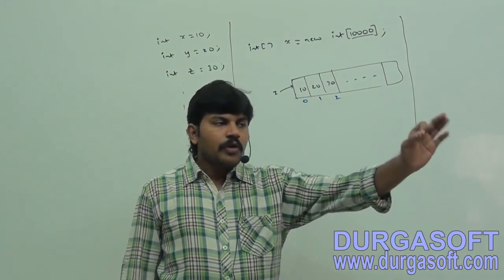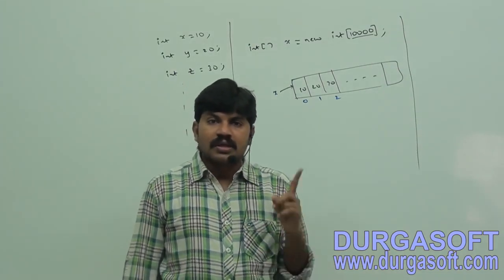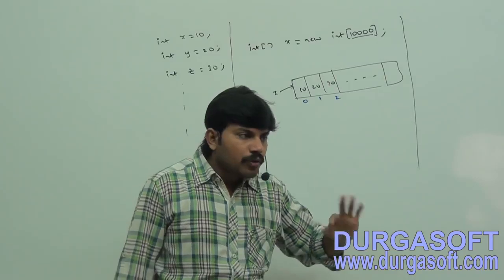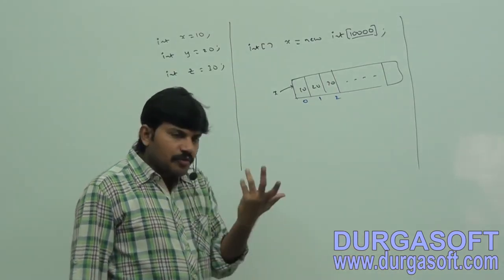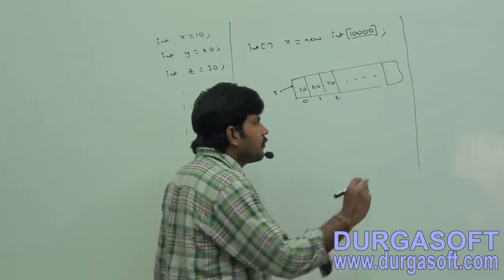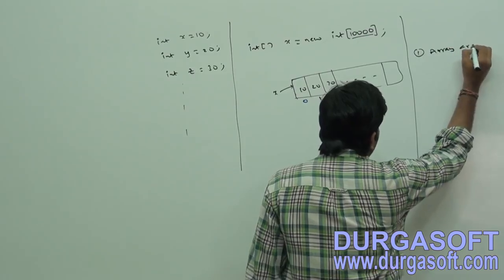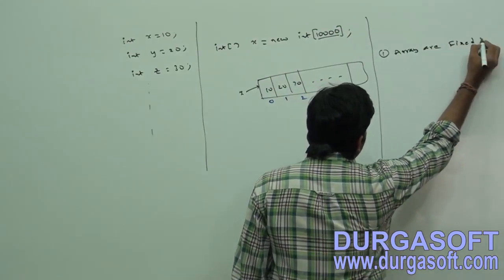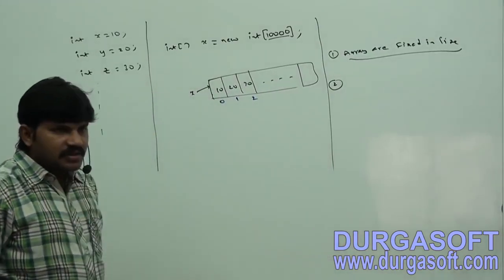That's why if you want to use arrays concept, compulsory we should know the size in advance. If we don't know the size in advance, then arrays concept we can't use. So the biggest limitation of arrays is nothing but what? Arrays are fixed in size.